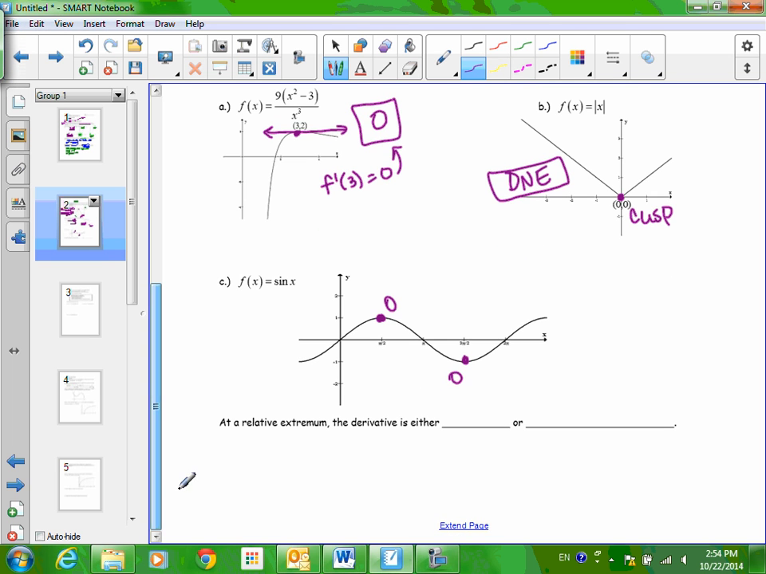So what should go in these blanks down here? At relative extremum, the derivative is either what or what? 0 or, we could say or does not exist. I'm going to go ahead and say undefined here. All right, and so relative extremum, f prime, 0 or undefined.